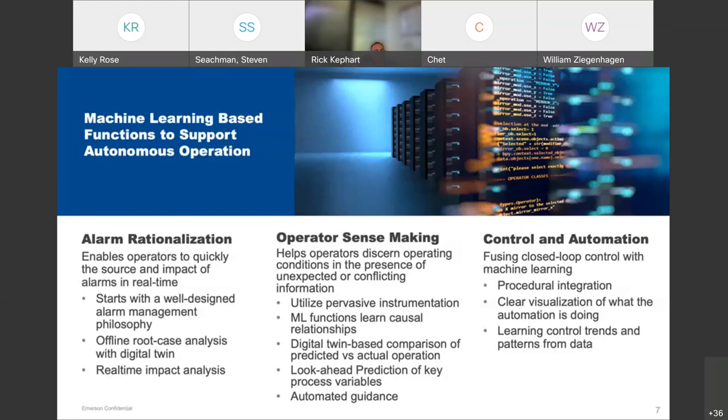Operator sense making, I talked about that a little bit earlier, and that is during an upset condition, how do I sort through all this conflicting information and things that are interacting in ways that they don't normally interact? We have the system actually do that and provide feedback and provide guidance, operator guidance, basically. And then lastly, the control automation that I talked about earlier with what we call fault tolerant control. Can we marry and fuse some of these closed loop functions with the machine learning functions so that we can now recognize and act appropriately on those particularly off normal conditions?